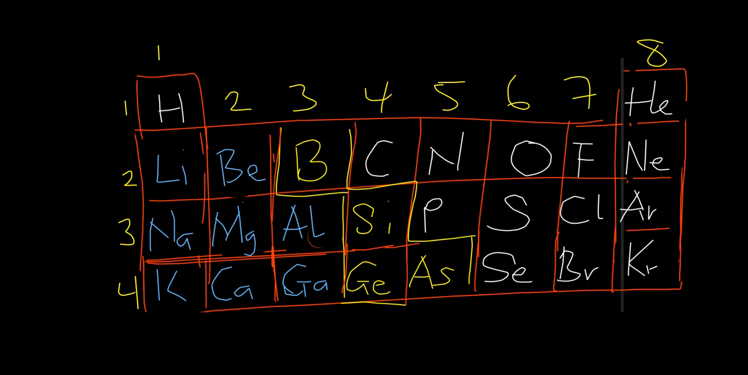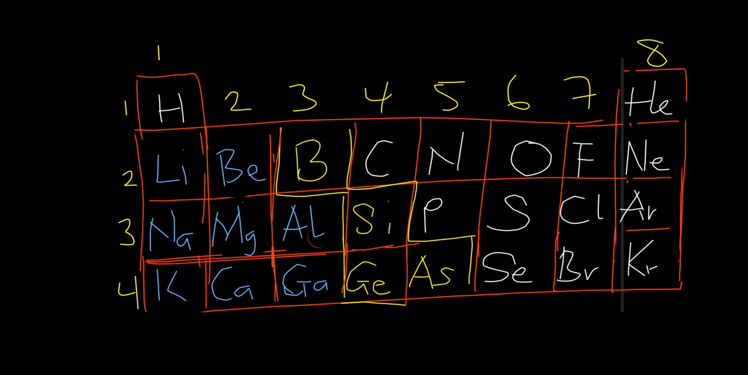So in period 1, we have elements like hydrogen and helium. They are in line. So that's the horizontal arrangement of elements. Period simply refers to the horizontal arrangement of elements on the periodic table. In period 2, we have elements like lithium, beryllium, boron, carbon, nitrogen, oxygen, fluorine, neon. In period 3, we have sodium, magnesium, aluminium, silicon, phosphorus, sulfur, chlorine, and argon.